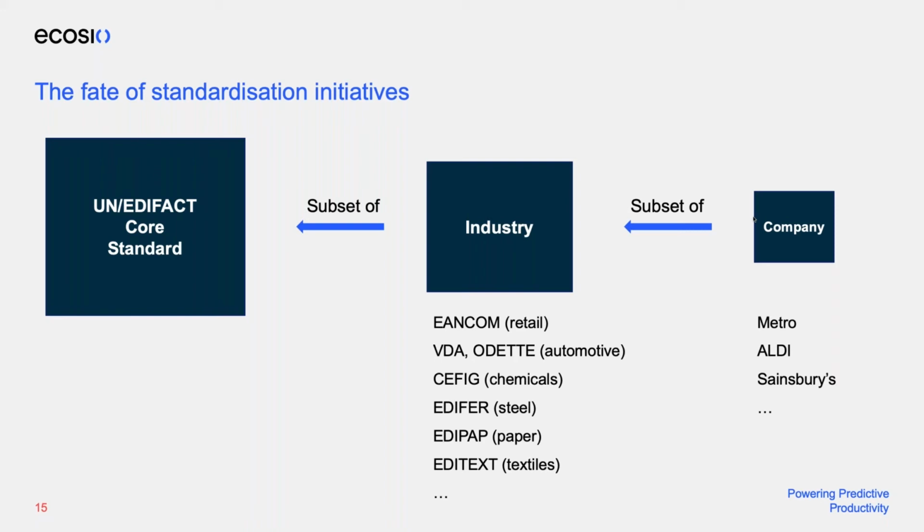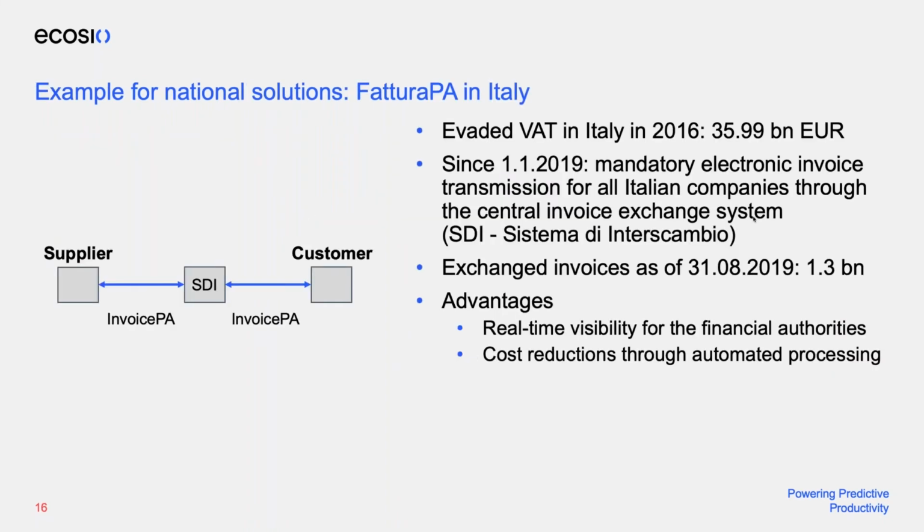That are the industry-specific initiatives. What about country-specific initiatives in Europe? A good example here is Fattura PA in Italy. Italy has a VAT tax evasion issue. So the amount of evaded tax in 2016 was almost 40 billion euros. One of the reasons that since the 1st of January 2019, we have a mandatory electronic invoicing system in Italy.